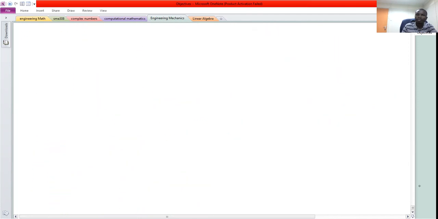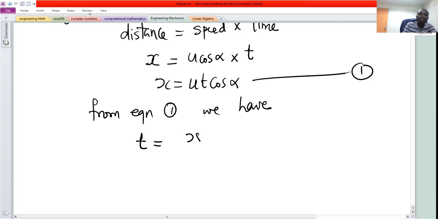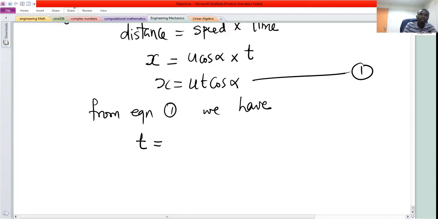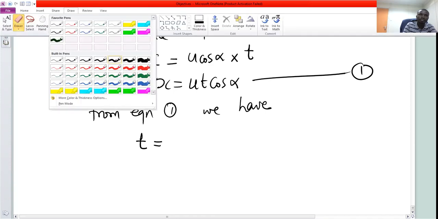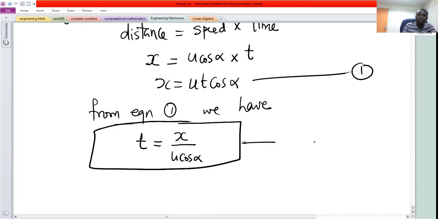Now, from equation 1, t alone will be given by x over u cos alpha. I want us to call this one equation 2. Now let's go to the vertical.